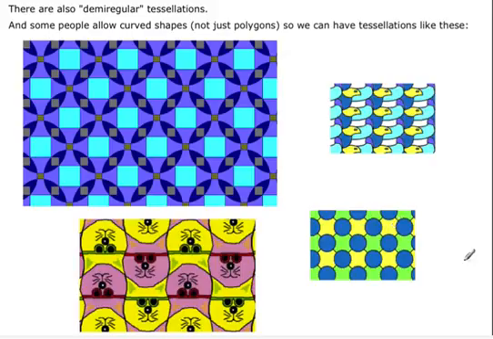So there you have it, tessellations. You'll most likely be creating your own tessellations in a math lesson coming up. So I hope this little intro about tessellations helps you.